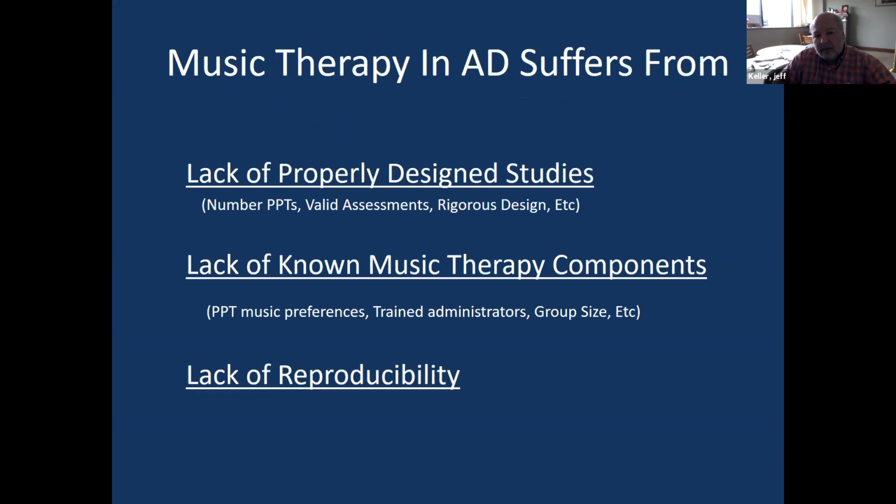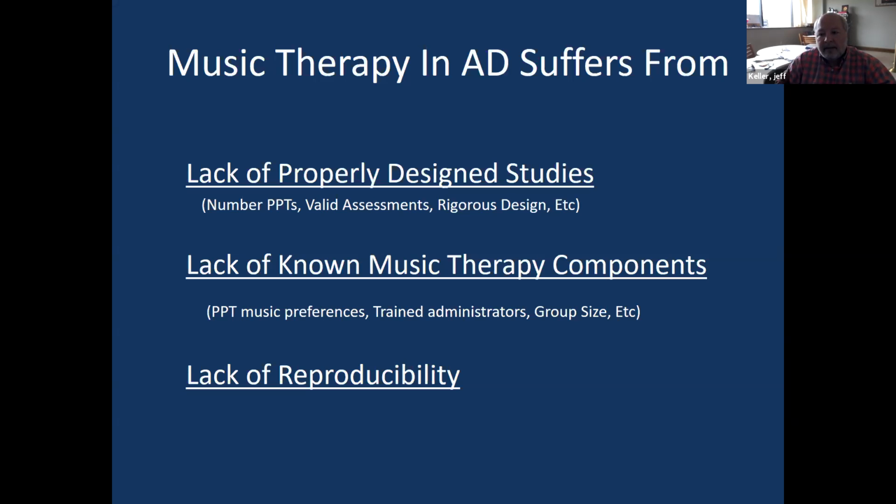So, you know, I hate to be negative, but the field of music therapy is way behind the work that's been done with stroke or Parkinson's disease. There's just been a lot of poorly designed studies. It is important how a study is designed to be able to make an interpretation. So you have to have a sufficient number of participants. You have to use valid assessments. You need to have a rigorous, controlled design. That's just flat out lacking from the vast majority of literature that's out there on music therapy in the context of dementia.